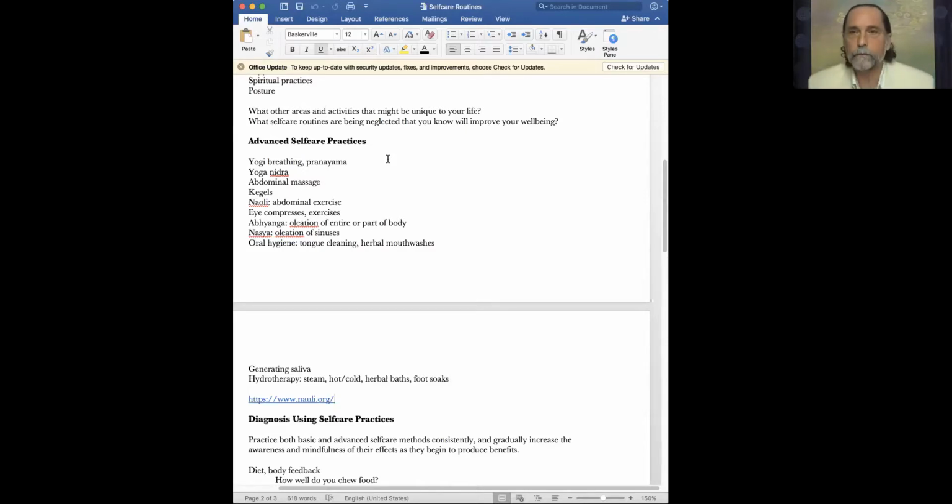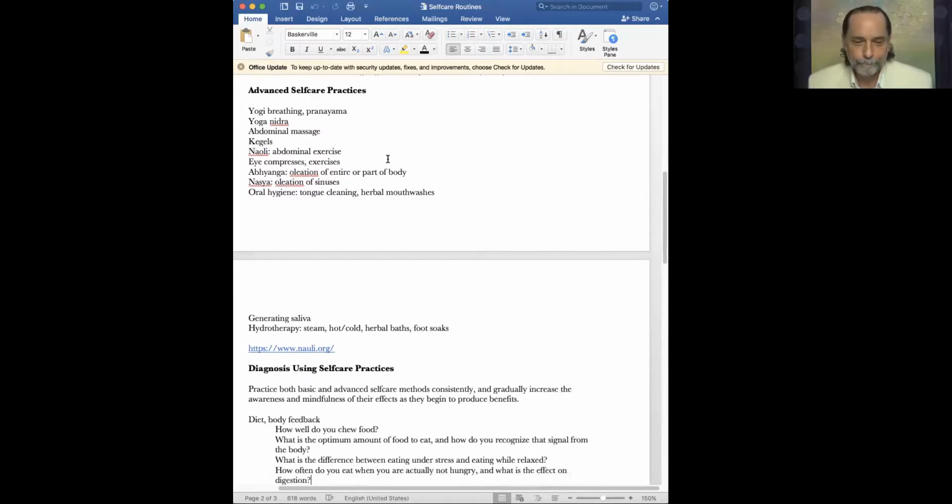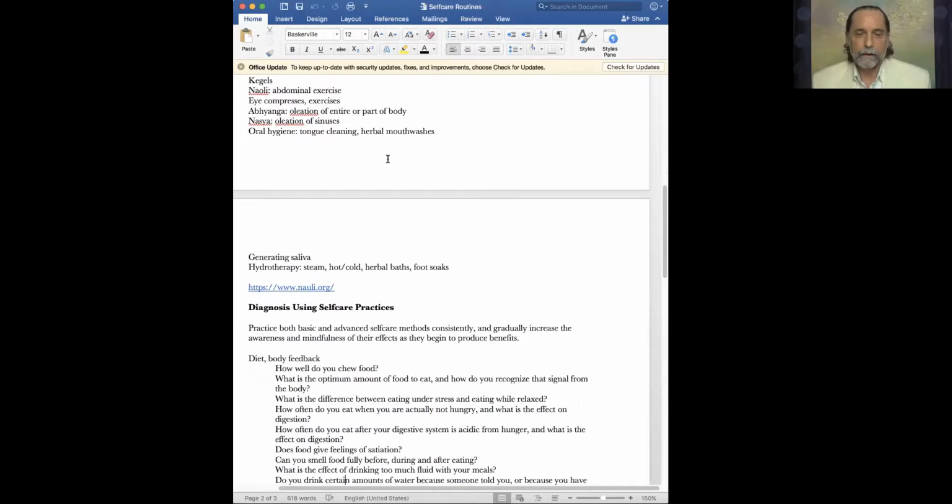And then here's your first internet resource, nauli.org. And you're going to see all kinds of skinny people rolling their abdominal muscles. So it's hard for people who have some excess belly fat to start with this, but if you can actually start doing this, it will have an incredible effect on your abdominal health.